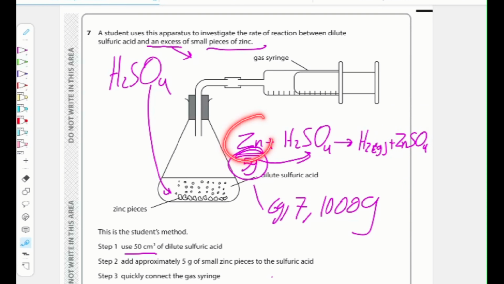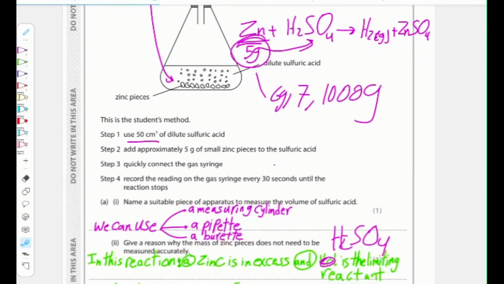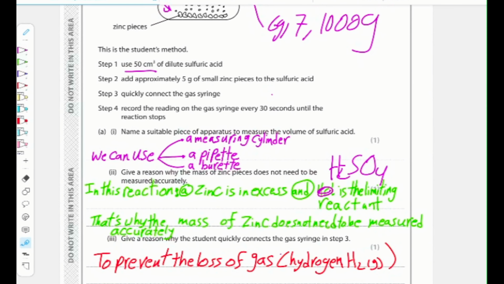Generally, zinc is in excess, so we cannot observe whether it is disappearing or not, and H2SO4 is colorless too. So we will depend on the volume of the gas. As long as the reaction is taking place, the hydrogen will keep leaving to the syringe, and it will push the syringe handle. It has a specific name, but I'll call it the syringe handle, let's say.